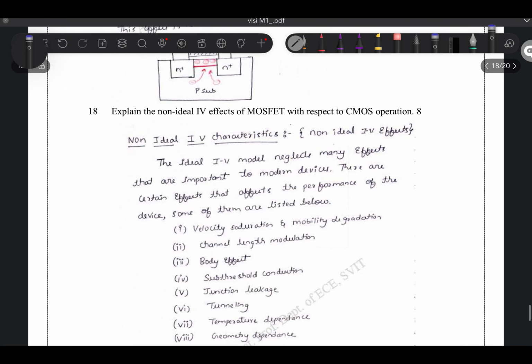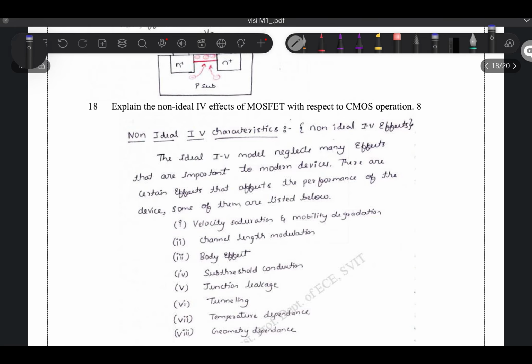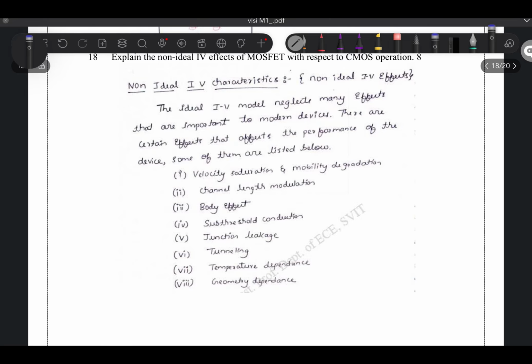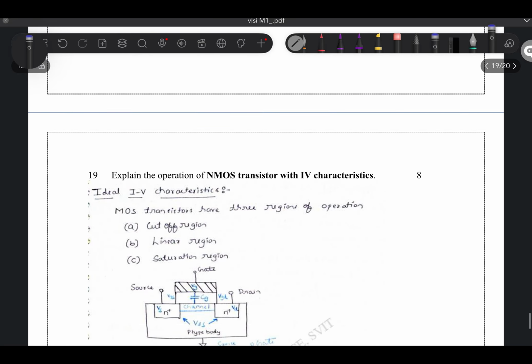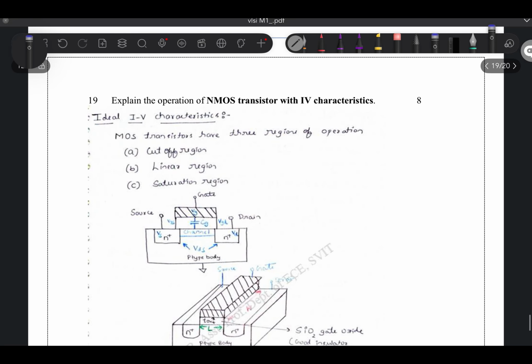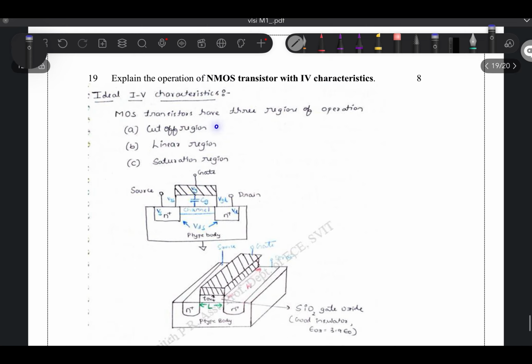These are the definitions again for non-ideal characteristics: what is temperature dependency, what is tunneling effect, subthreshold conduction, body effect, velocity saturation, mobility degradation. Some have derivations and some do not. Here it is the operation of the NMOS, either NMOS or PMOS, and what the IV characteristics are. These are the 3 derivations, as I told you in the above section.